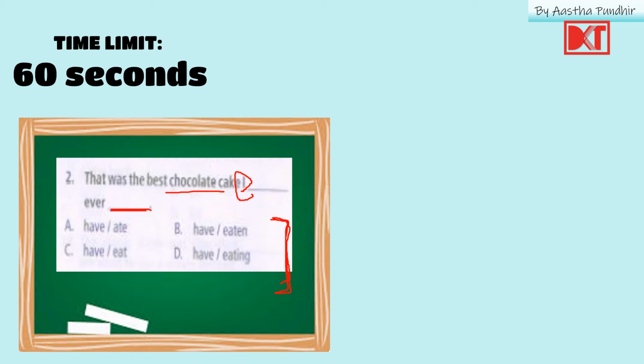The V3 form of eat is eaten. Here we will be using eaten. So the correct answer is B. This was the best chocolate cake I have ever eaten.